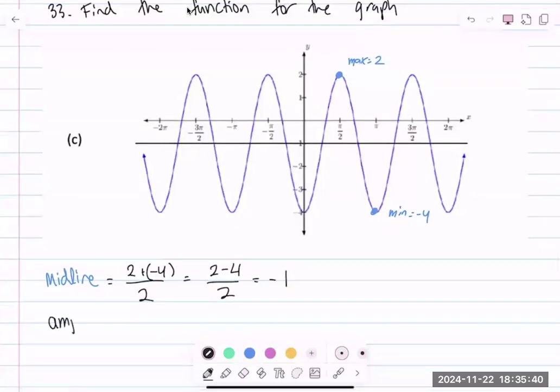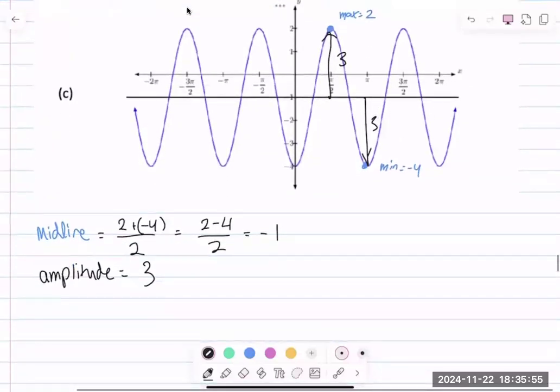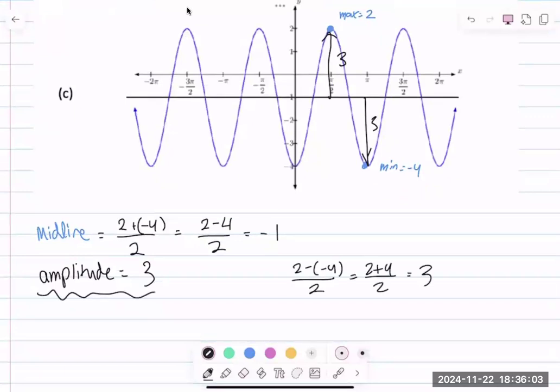Well, now my amplitude is going to be how far above or below my midline I go. So I'm starting at -1 here. Well, my max and my min are both 3 units away. So my amplitude is 3. You could have also done 2 minus -4 divided by 2, which is 2 plus 4 divided by 2, or 3. But I like this better because it's more visual. I can see it.